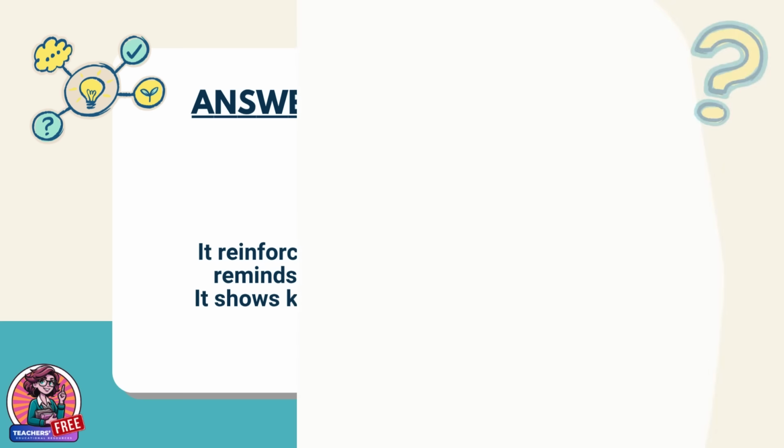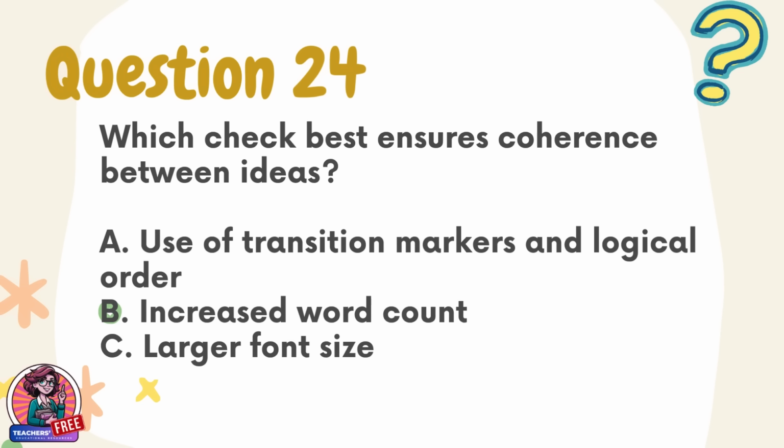Question 24. Which check best ensures coherence between ideas? A. Use of transition markers and logical order. B. Increased word count. C. Larger font size.